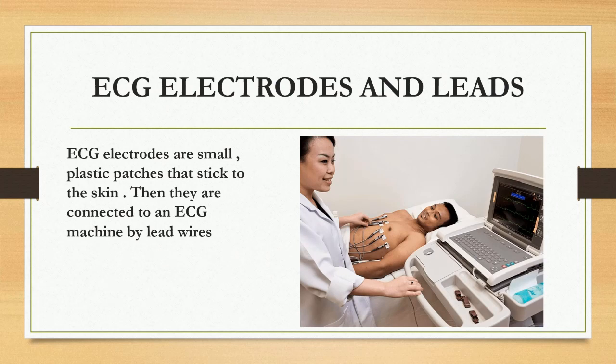Let's see about ECG electrodes and leads. In order to obtain a 12 lead ECG, we need 10 ECG electrodes. ECG electrodes are small plastic patches that stick to the skin. Then they are connected to an ECG machine by lead wires. In the picture, you can clearly see the white small patches, which are known as ECG electrodes, and they are connected to the ECG machine by lead wires.